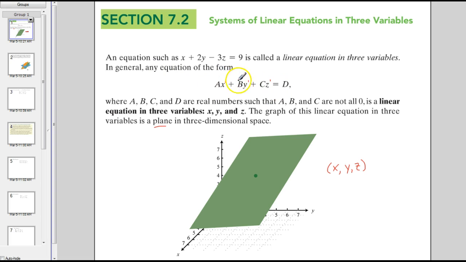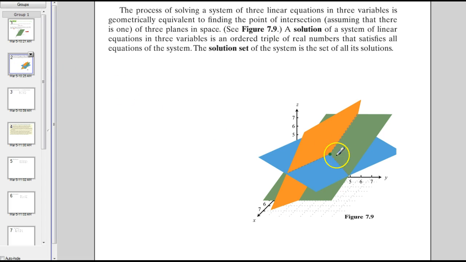Now, one equation that has an x, y, and a z is a single plane, but if we have three equations with x, y, and z, we end up having three planes. And the solution to a system of three equations with three variables is the intersection point. Now, instead of two lines, it's the intersection point of three planes. So where the three planes come together is the solution.